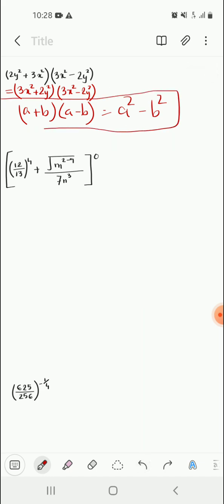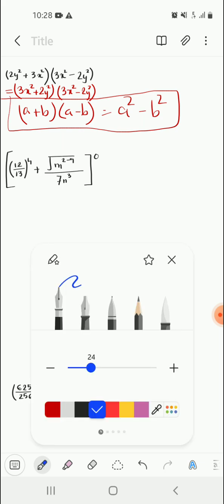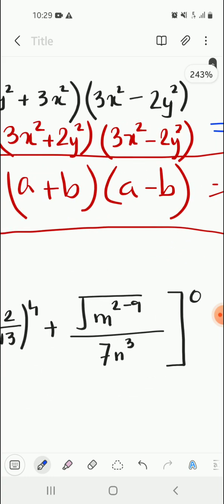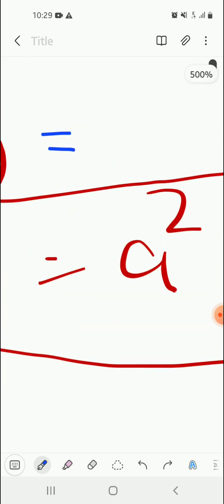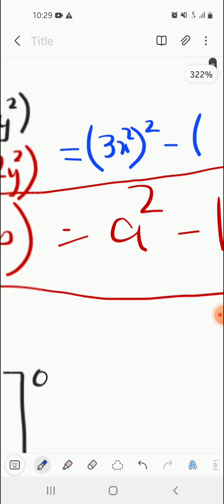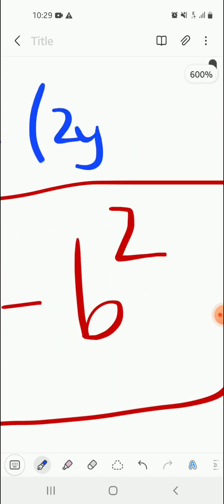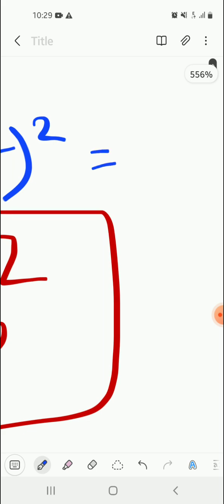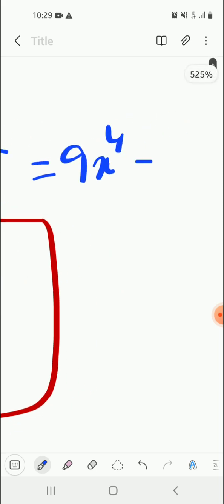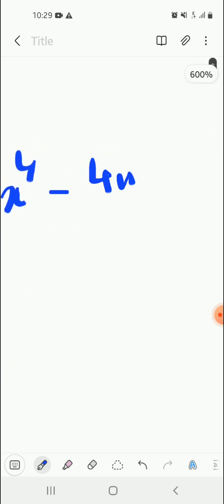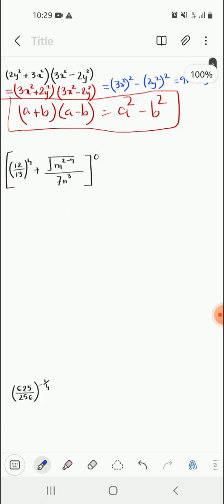So once we use this identity, my answer would become here. Therefore, we can write a², and a² is 3x², so (3x²)² minus (2y²)². So it is a² − b². So now (3x²)² becomes 9x⁴, minus (2y²)² becomes 4y⁴. Right? Now moving on to the next.